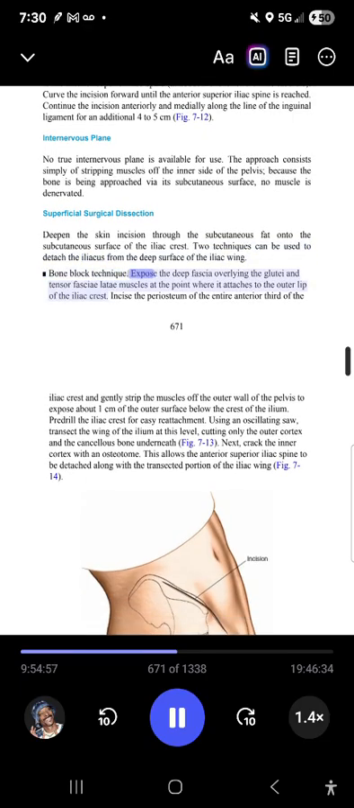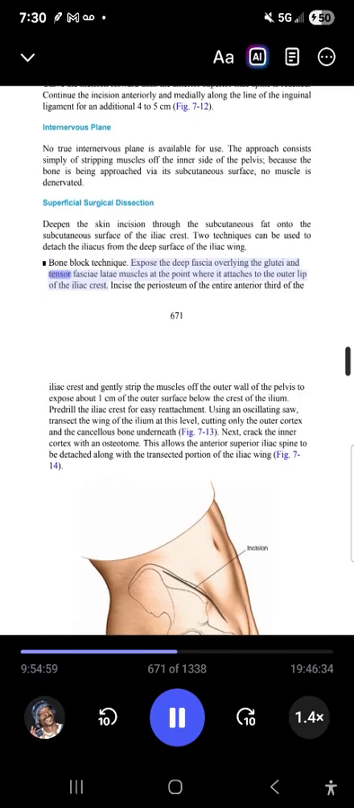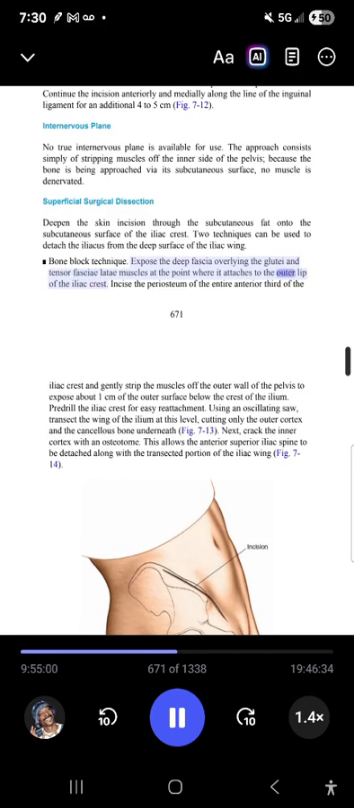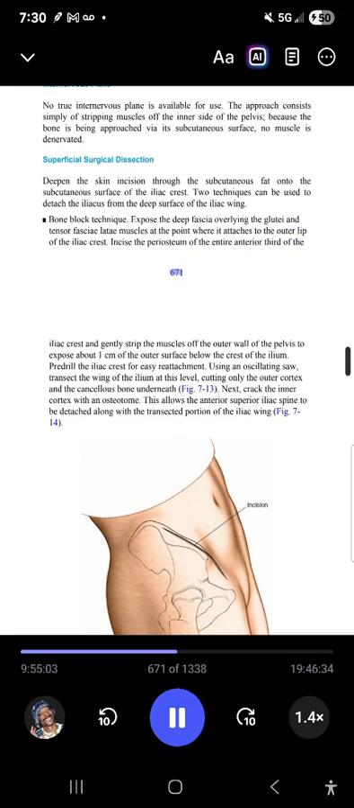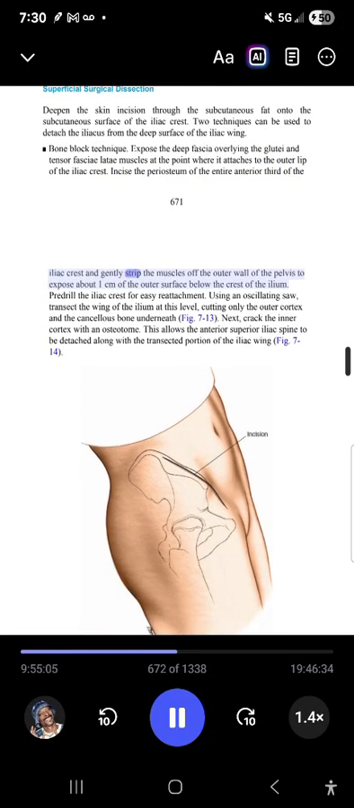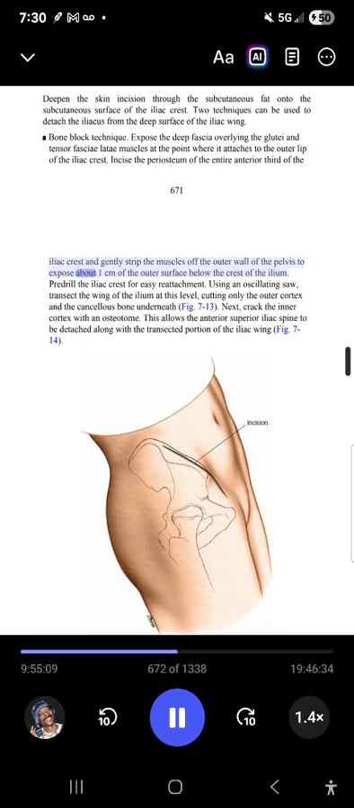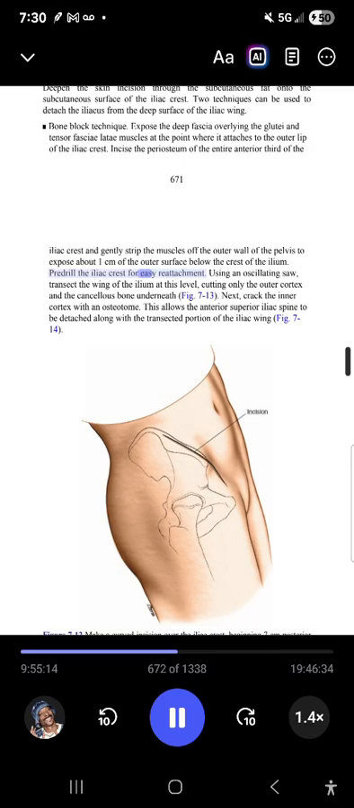Bone block technique. Expose the deep fascia overlying the gluteal and tensor fasciae muscles at the point where it attaches to the outer lip of the iliac crest. Incise the periosteum of the entire anterior third of the iliac crest, and gently strip the muscles off the outer wall of the pelvis to expose about 1 centimeter of the outer surface below the crest of the ilium. Drill the iliac crest for easy reattachment.